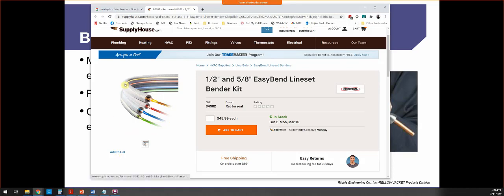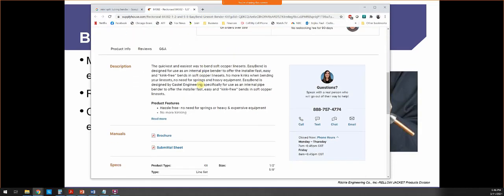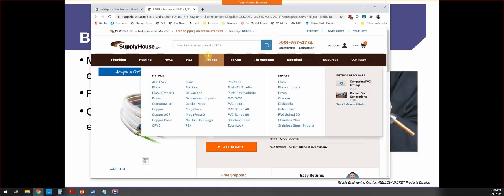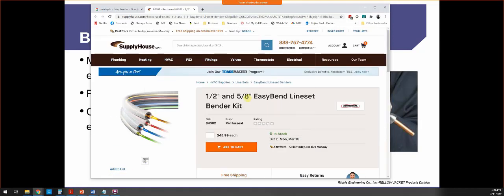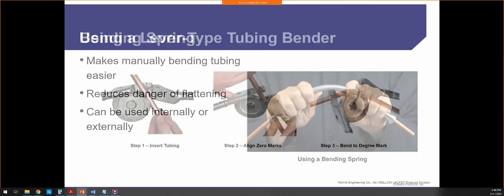I can use one of these guys, the Easy Bend Bender Kit. Like I said, they're only good from 1/2 inch to 5/8. No, it should go down to like 1/4 and 3/8 with the correct kit. But up to 1/2 inch and 5/8 is the max on it. 3/4, 7/8, that stuff just isn't going to bend too easily. We're going to have to use a ratcheting bender for that.